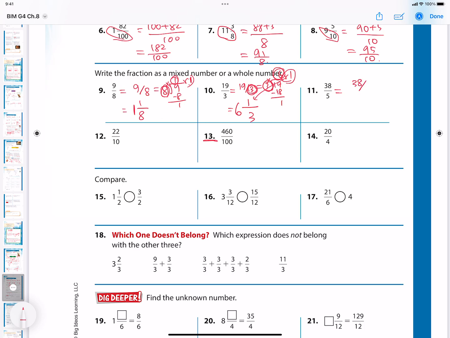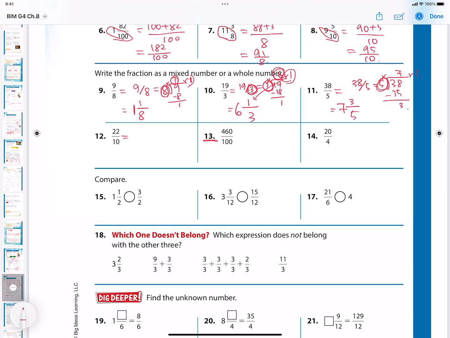38 divided by 5 is equal to what? 5 can fit into 38 how many times? 7 times. 35, minus, 3 remainder. That means 7 is our whole number, right? And then 3 remainder out of 5.